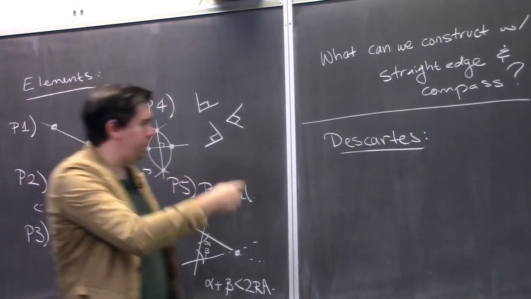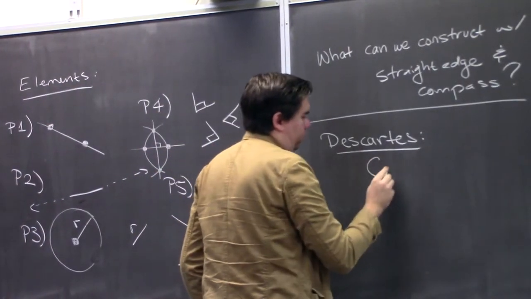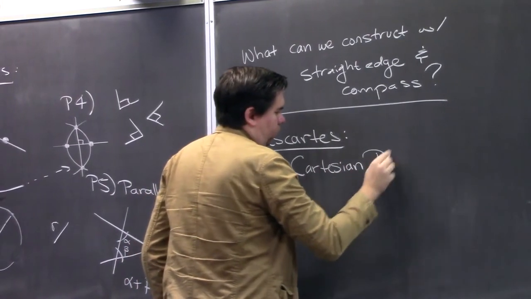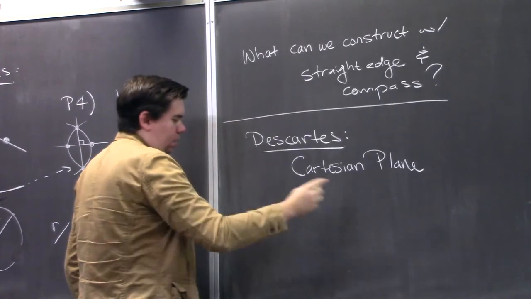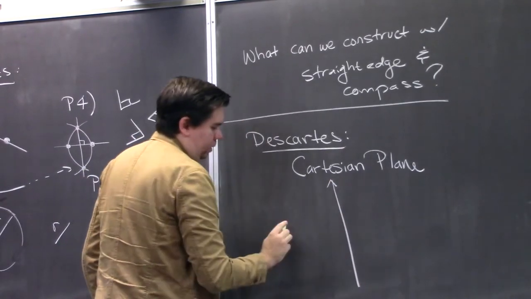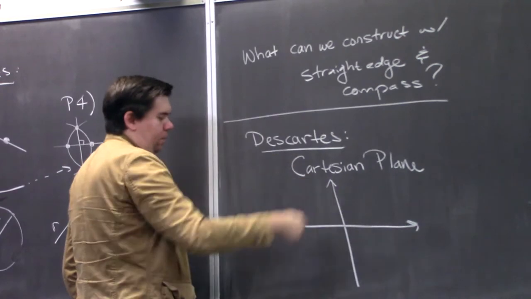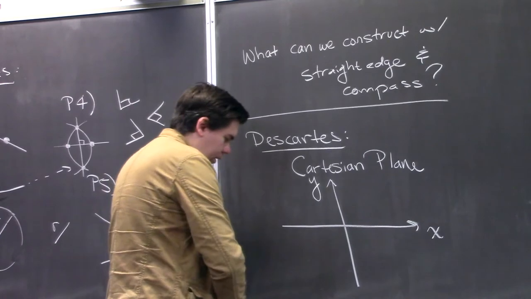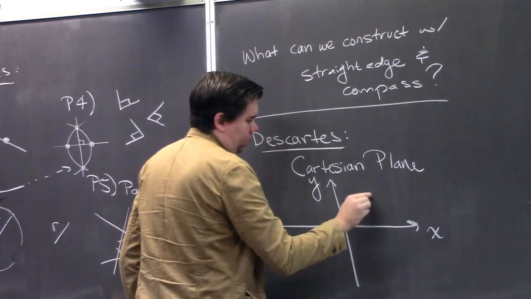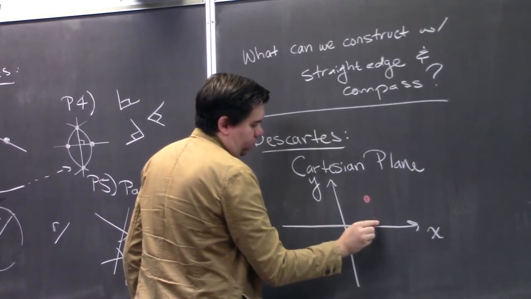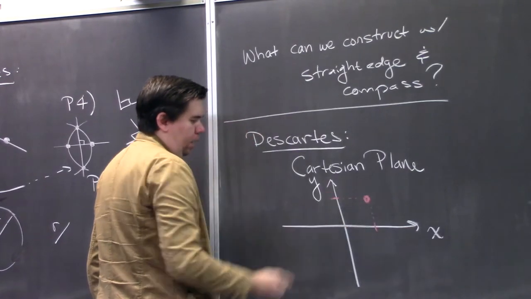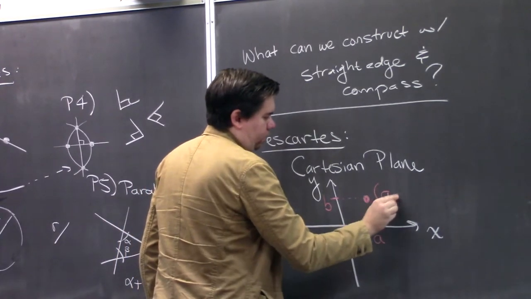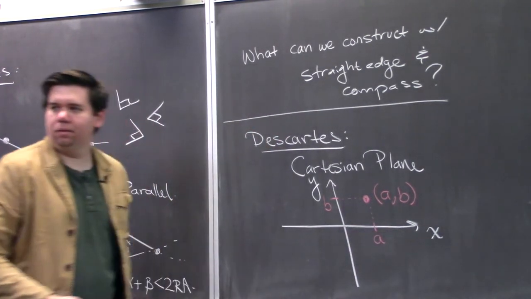So recall Descartes is the one responsible for developing this notion of the Cartesian plane. So Cartesian is named after Descartes. Where the Cartesian plane is, you just think about your geometry happening in a plane, but you put some labels on this plane. So you give it an axis, an x-axis, and a y-axis. And then any point in the Cartesian plane can be labeled by its corresponding x value and y value. So if its x value is a, and its y value is b, in the Cartesian plane, it's just the point (a, b).